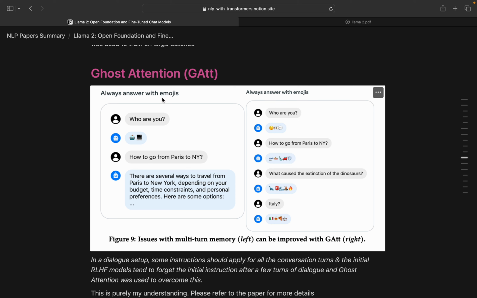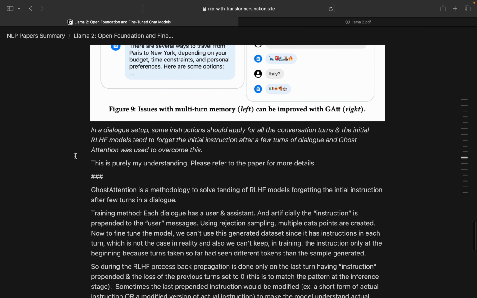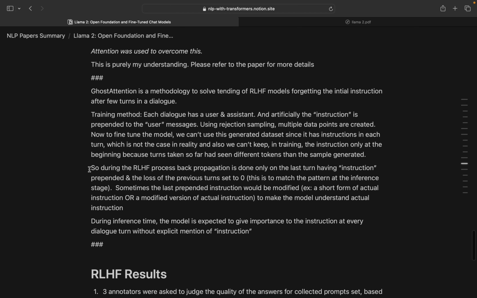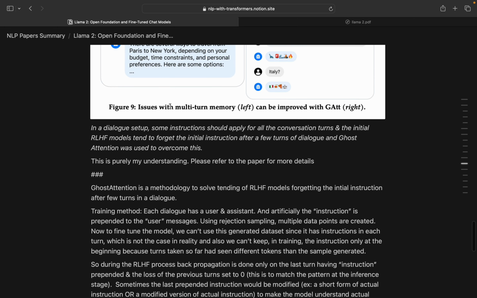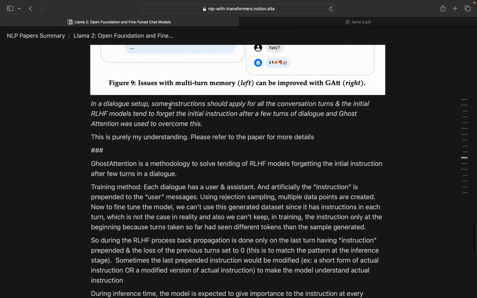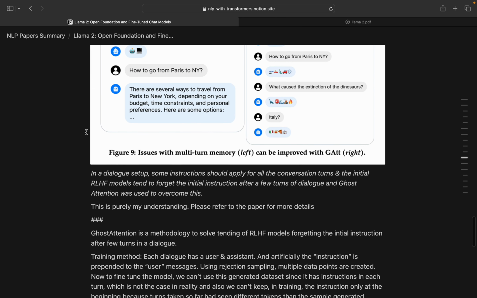In short, this is what I was able to understand. That's what I have written in this book, and in fact this is a Notion site. I have published it, and I will also attach it in the description section of the video. Not much detailed information is mentioned in the paper about ghost attention, but this is what I was able to understand.